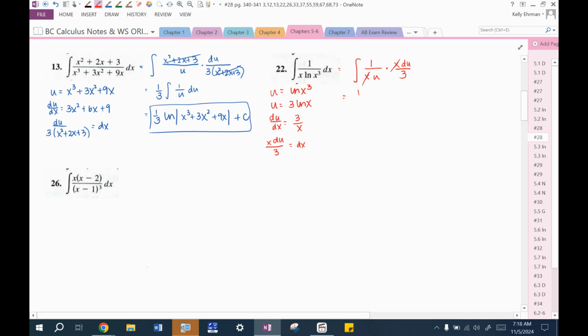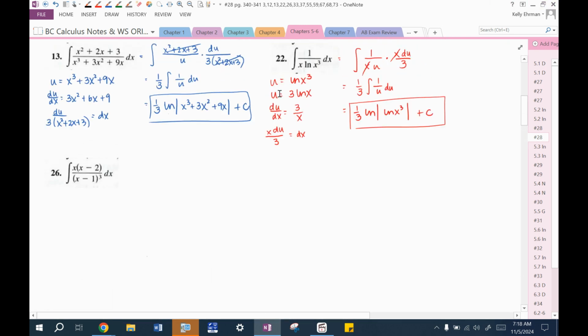There's a 1/3 out in front, just like the last one. And this is back to integral of 1 over u du. So it's 1/3 natural log of the absolute value of the natural log of x to the third. That's weird, right? Plus c. It's okay to have natural logs within natural logs. That kind of happens quite often, actually.